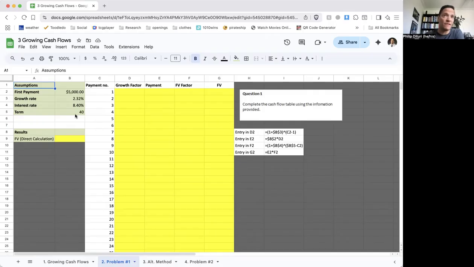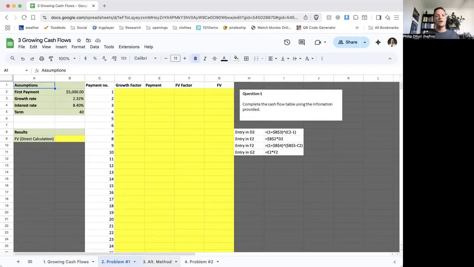And this time we're going to be doing it for a 40-term investment. You're going to be making 40 payments. The first payment is going to be $5,000. And then you're going to grow that first payment by 2.32%. Each payment is going to grow by that. And all the while, the money that's actually already been in the investment is going to be growing at 8.4%. So I want you to go ahead and please try to calculate this.